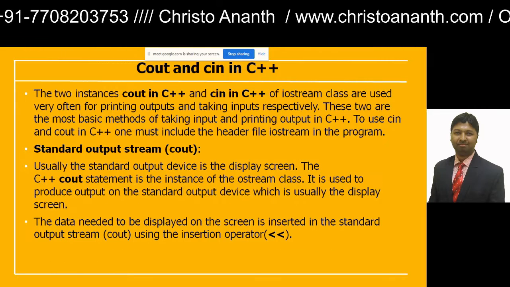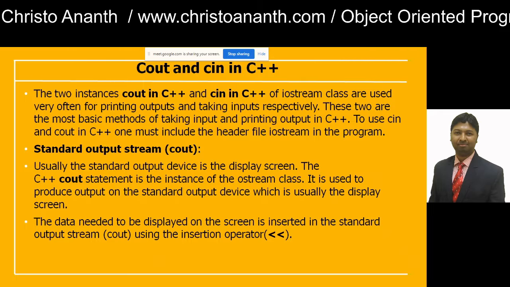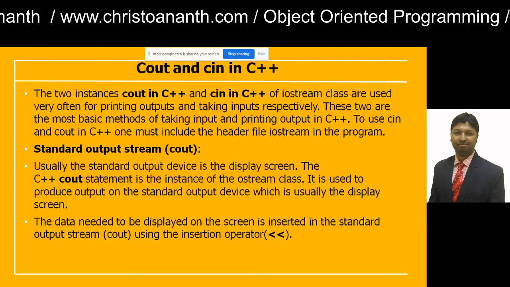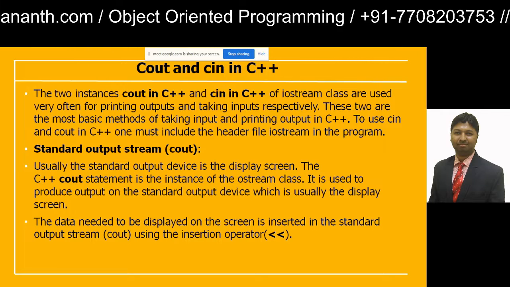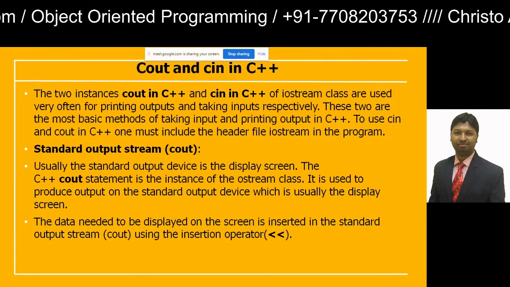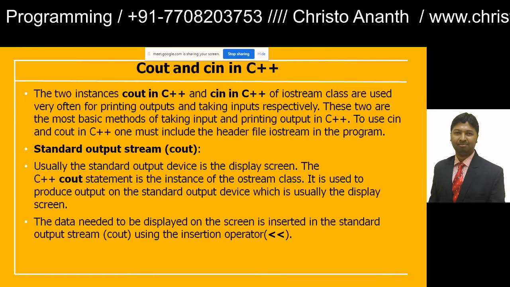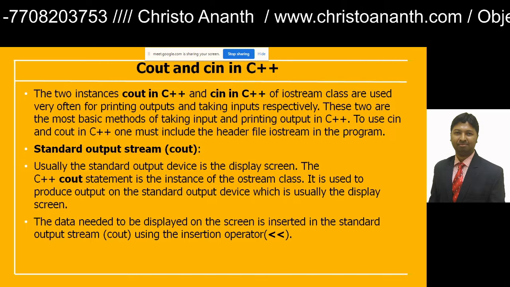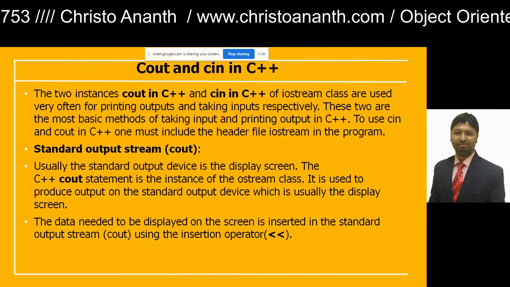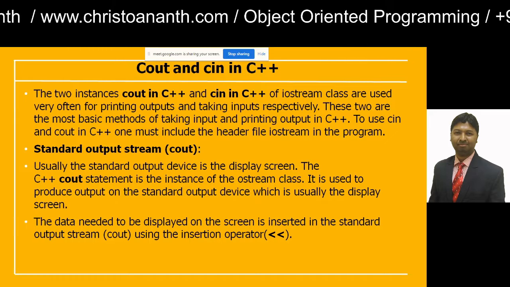So these are the cout and cin in C++. Generally they can be used for taking inputs and printing outputs. In order to use cin and cout, you have to include the header file iostream at the beginning of the C++ program.